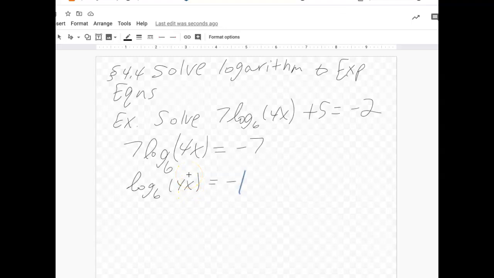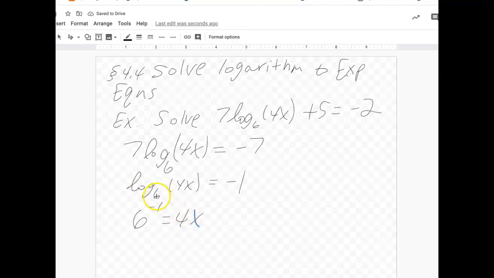And from here, we have a couple ways that we can solve this logarithmic equation. If we're continuing with what we're learning in this section, the way we're going to approach this is to realize that I have a logarithmic equation, and I want to undo the logarithm to get to the 4x. To undo that logarithm, you convert it to an exponential. So this is going to be 6 to the -1 equals 4x.